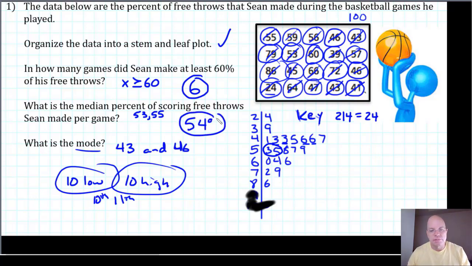I should include my units, 54%. I should have included my units here, 6 games. If we're doing a problem with context, we should always include the units. I hope that helped on that homework problem. I'll see you in the morning.